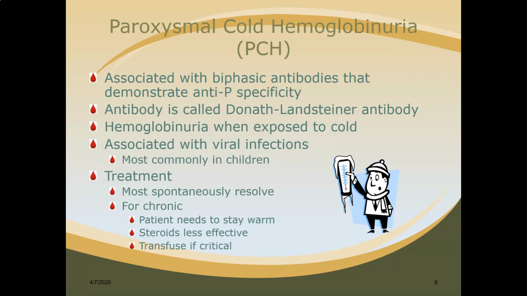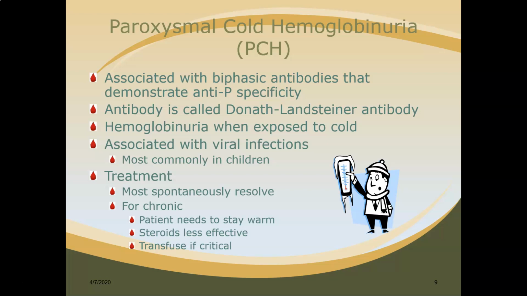Now, PCH, or paroxysmal cold hemoglobinuria, is a little bit worse than your standard cold hemagglutinin disease. This is a biphasic antibody, and that means that you have to get cold first and then get warm, and that's what causes things to pop. It has a specificity for the P antigen for some reason. The antibody that causes it is called the Donath-Landsteiner antibody. So Donath-Landsteiner goes with PCH.